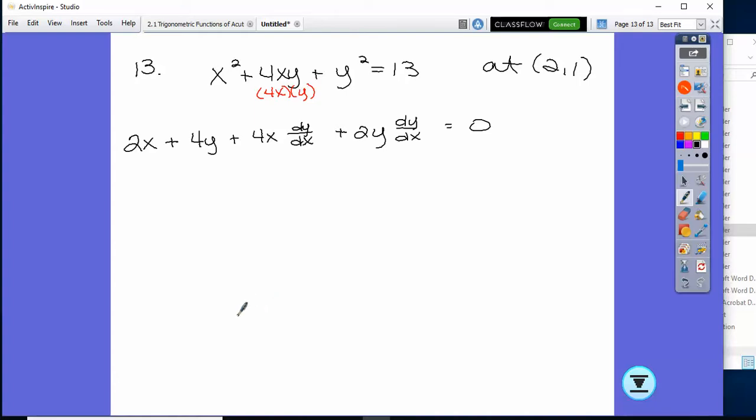We have a couple options here. The slope of the tangent line is the dy dx. So I can either solve for dy dx and then plug in my point, or I can plug in my point first and then solve. Do you guys have a preference? Plug in first? Probably be easier. So my x is 2, y is 1.